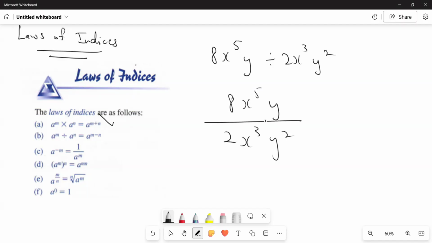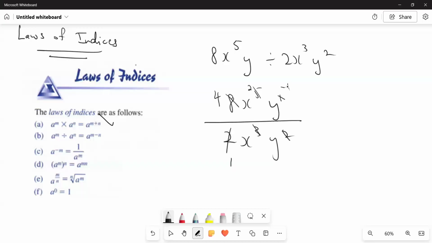You can do that. And you can divide 8 by 2, you get 4. You can now subtract the indices. Subtract that from that, you get 2 there. Well, here, watch what happens now. When you subtract 2 from 1, what happens? You get -1 here. Kind of queer. You get y to the -1.